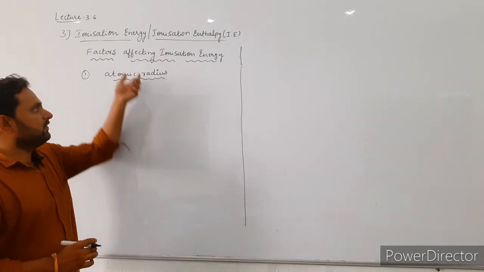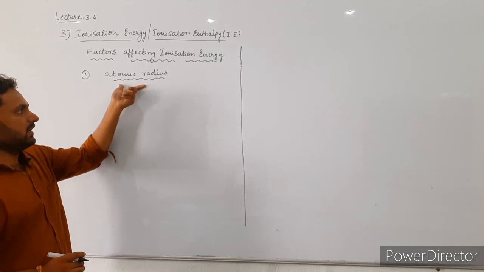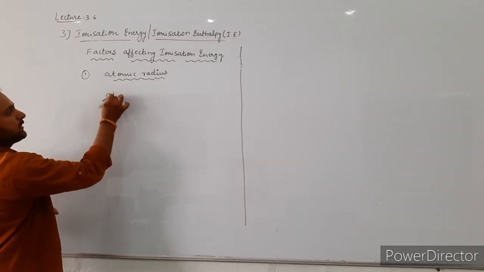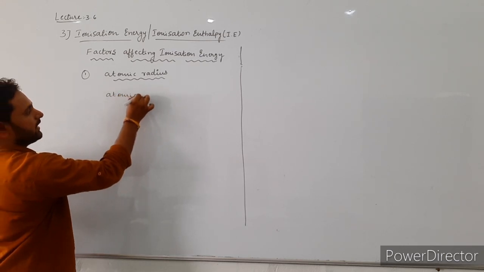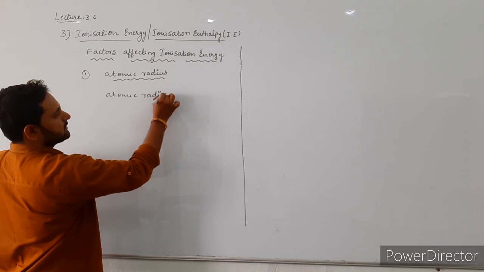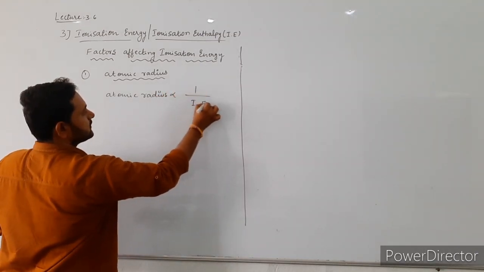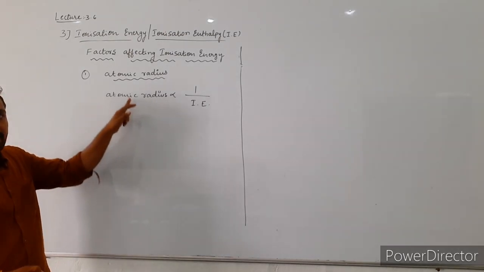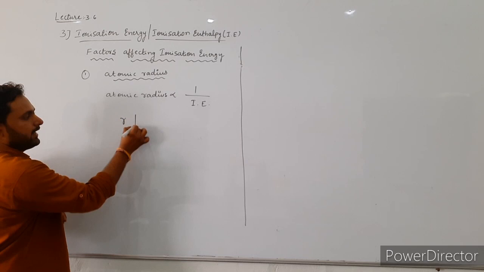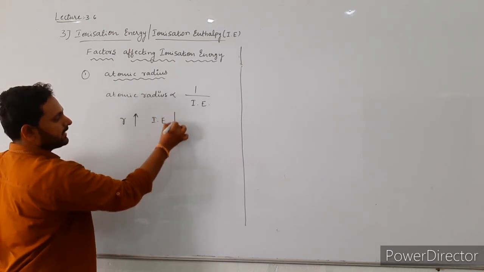The next topic: factors affecting ionization energy. The first one is atomic radius. Atomic radius is inversely proportional to ionization energy. As atomic radius increases, ionization energy decreases.